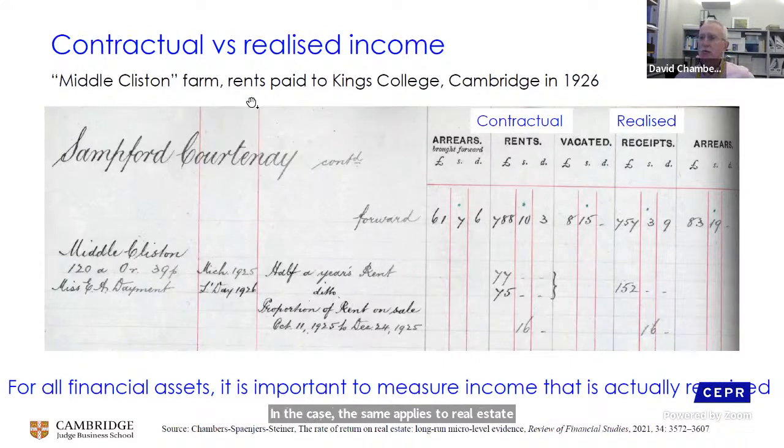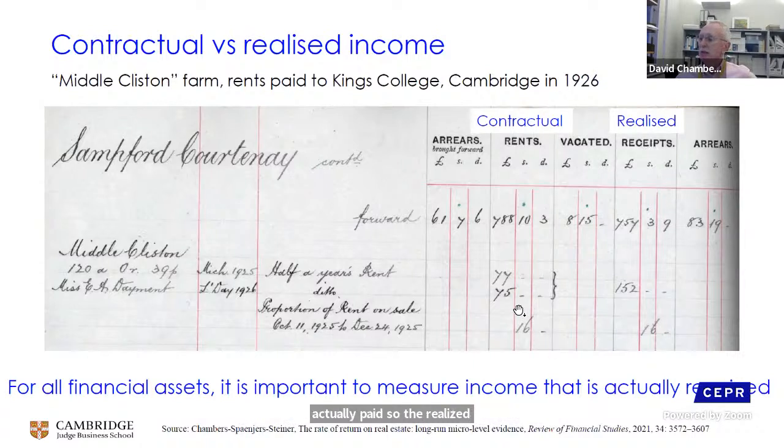Here is an example of a farm that was owned by King's College, Cambridge. This comes from some work I did with Christoph Spaniers and Eva Steiner, looking at long-run real estate returns. For a particular farm, it lists the rent arrears. It lists the contractual rents in the second column. It will tell you if there are any rent holidays or voids. But then this fourth column tells you what was actually paid, so the realized rents.